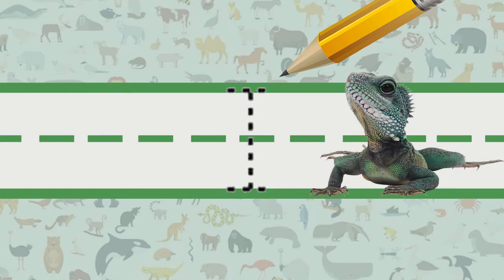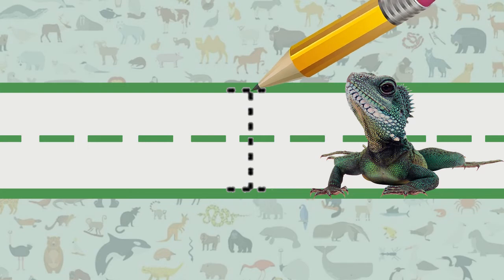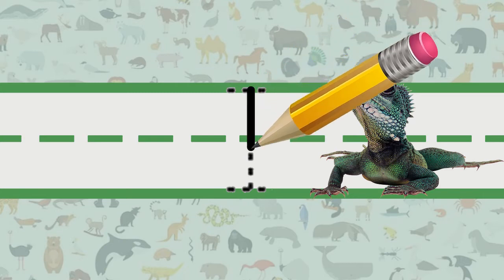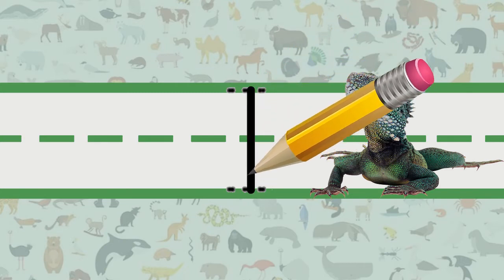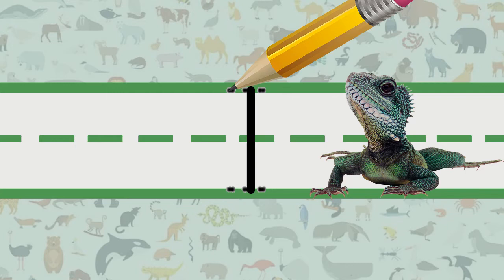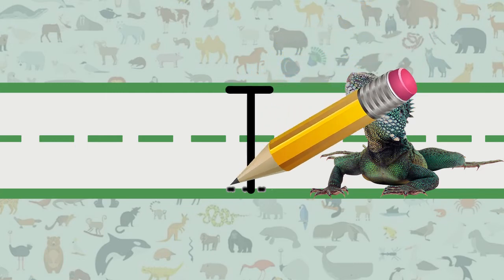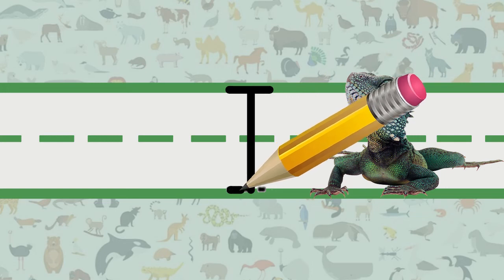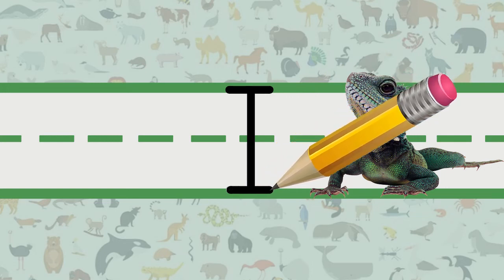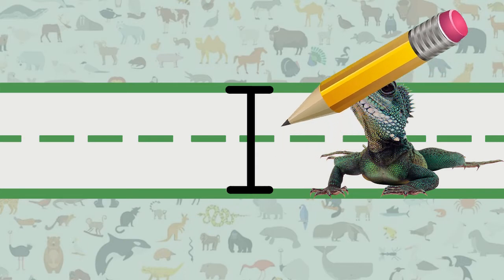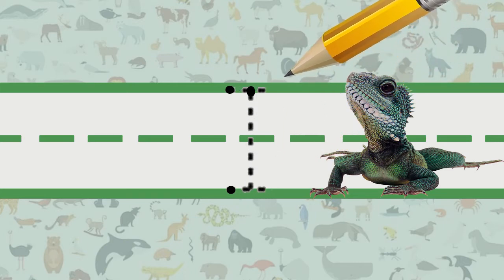I is for iguana. For capital I or big I, start at the top and draw a straight line down to the bottom. Then go to the top and draw a straight line from left to right. Then go to the bottom and draw a straight line from left to right. Good job! Let's do that again.